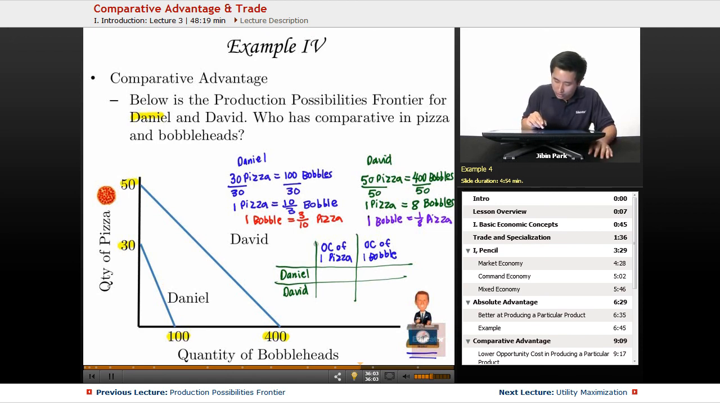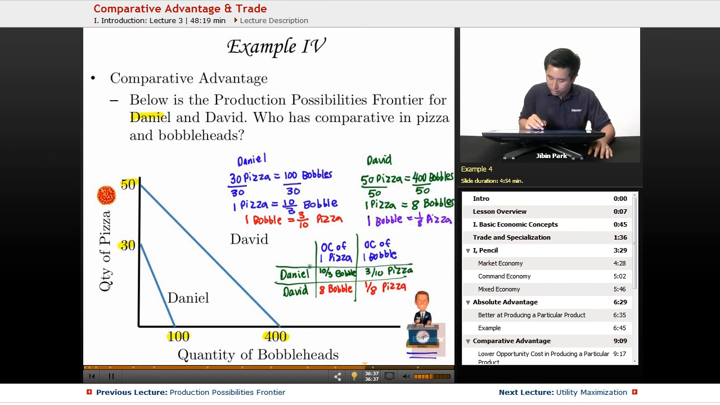So one pizza equals 10 over 3 bobbles for Daniel. And one bobble equals 3 over 10 pizza for Daniel. Okay. Now for David, one pizza equals 8 bobbles. And one bobble equals 1 over 8 pizza here.